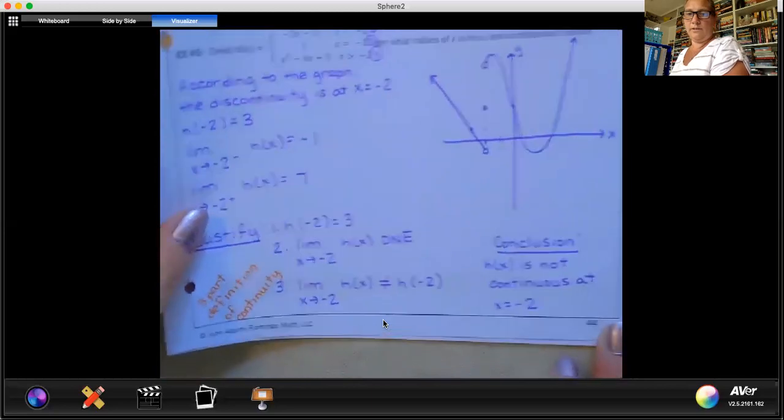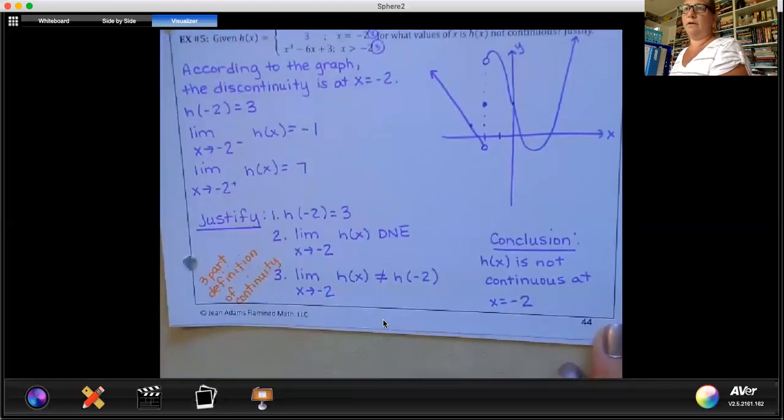Again, any questions that you have, make sure you mark them in a different color or mark them with a sticky note.